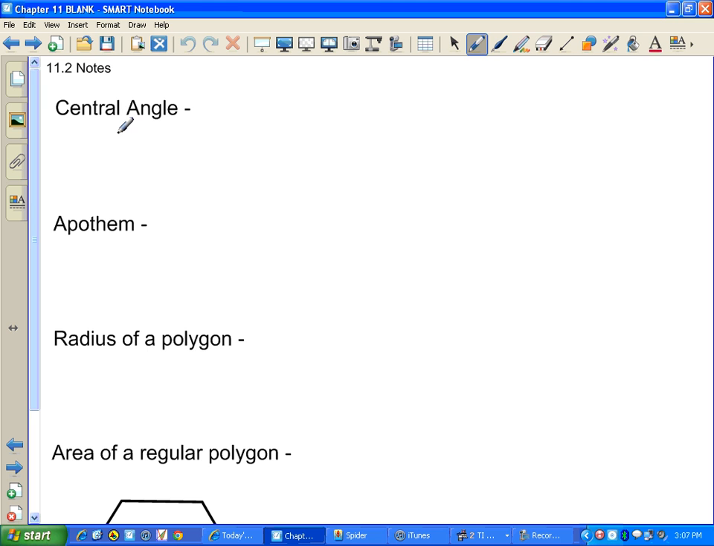And just like the last section, we're going to base this on triangles. So there's some vocabulary we have to get through first, and then I'll show you how we can use triangles to find the area of a polygon, and then we'll develop a general formula for that.